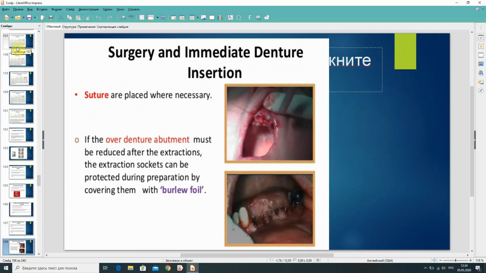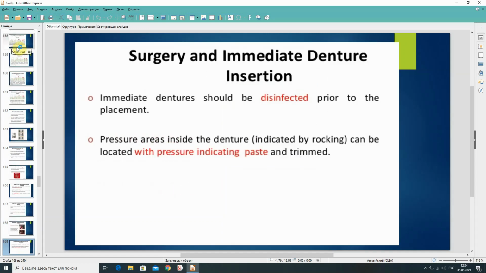Surgery and immediate denture insertion. Sutures are placed where necessary. If the overdenture abutment must be reduced after the extractions, the extraction sockets can be protected during preparation by covering them with beryl foil.